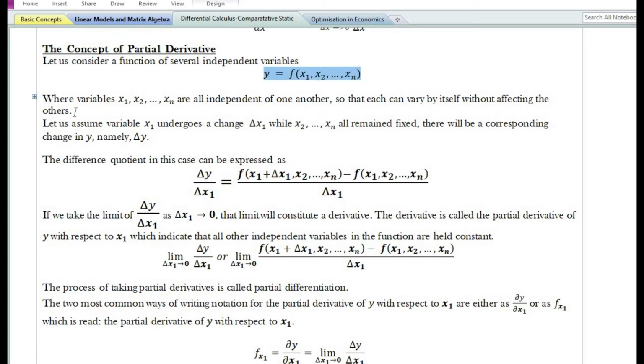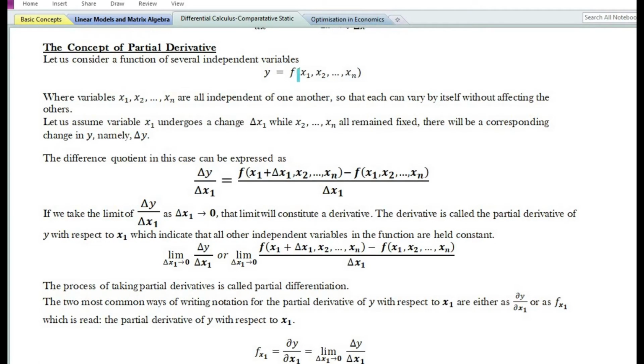Y is a function of several independent variables such as x subscript 1, x subscript 2 and so on, which are all independent of one another so that each can vary by itself without affecting the others, which implies that a change in an independent variable, say x1, does not have any effect on other independent variables such as x2, x3 and so on. Let us assume that variable x1 undergoes a change by delta x1 while other independent variables such as x2, x3 and so on all remain fixed. There will be a corresponding change in y, namely delta y.